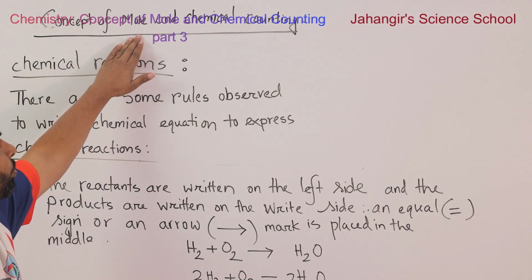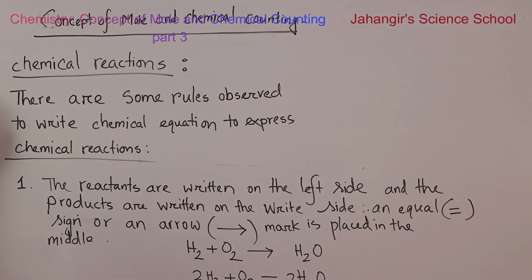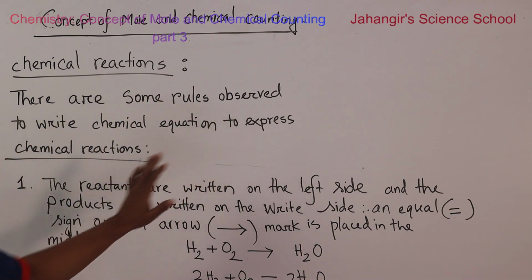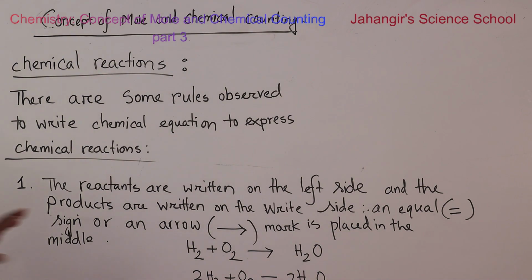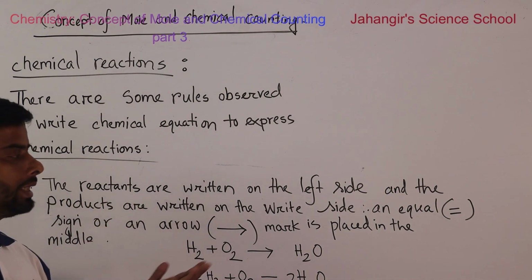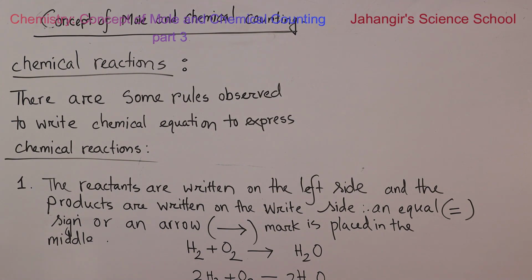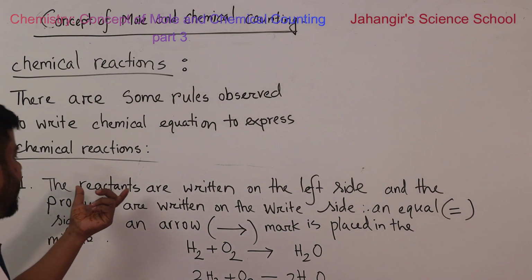Chapter 6, Concept of Mole and Chemical Counting. Chemical reactions. How can we express a chemical reaction by a chemical equation? There are some rules observed to write a chemical equation to express chemical reactions. The reactants: what are reactants? The chemical compounds or elements which are combined together and produce a new element or compound are called reactants.